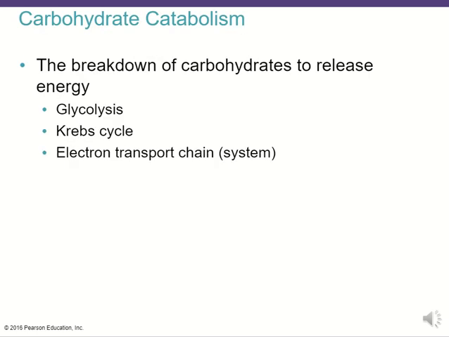Carbohydrate catabolism is the breakdown of large carbohydrates into smaller components, and during the process, energy is released by breaking bonds between those small components. Examples include glycolysis, which is the breakdown of glucose to form energy molecules of ATP. There is also the Krebs cycle, and there is the electron transport chain system, which was displayed earlier.